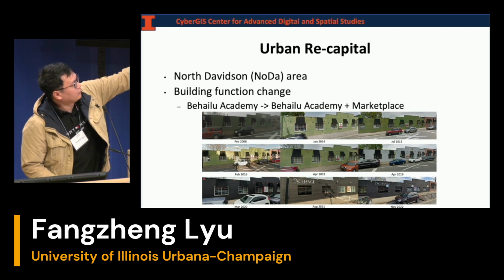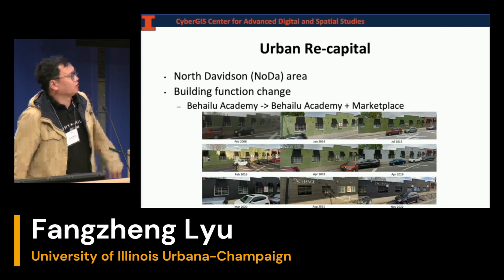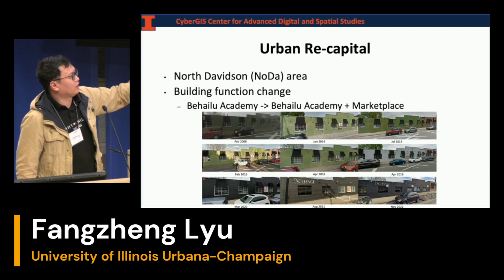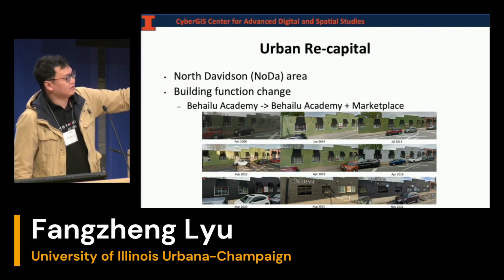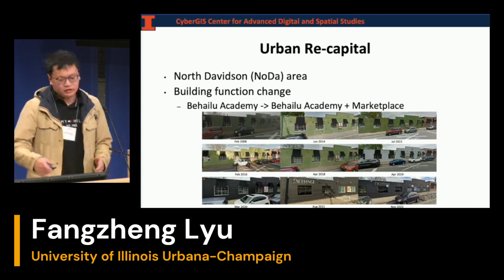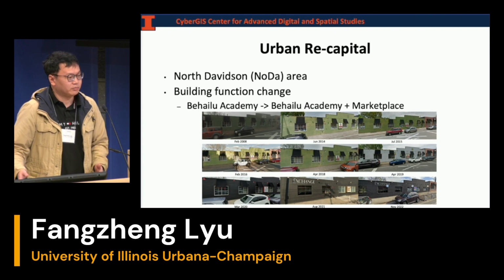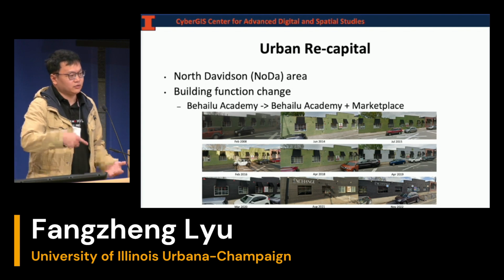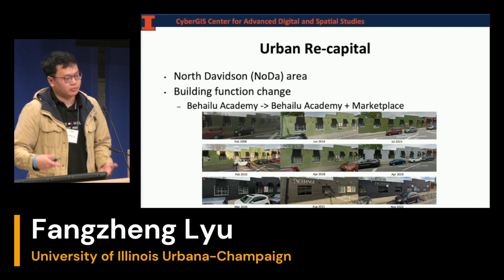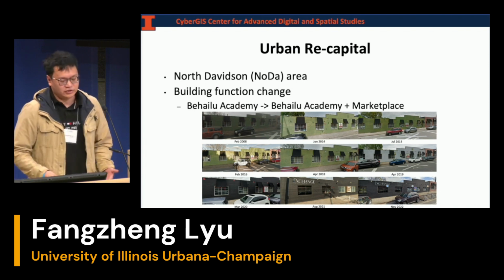If you take a look at the bottom row, the image in the middle, the left-hand side becomes a marketplace called Exchange, and the right-hand side stays the same. It's still the original academy. So even though the building itself doesn't change, the functionality changes. Who is using it and the land use has changed, and the purpose of the building usage has changed.